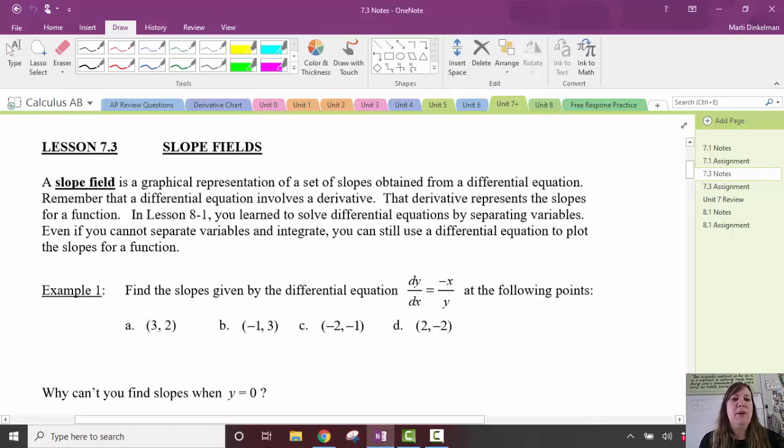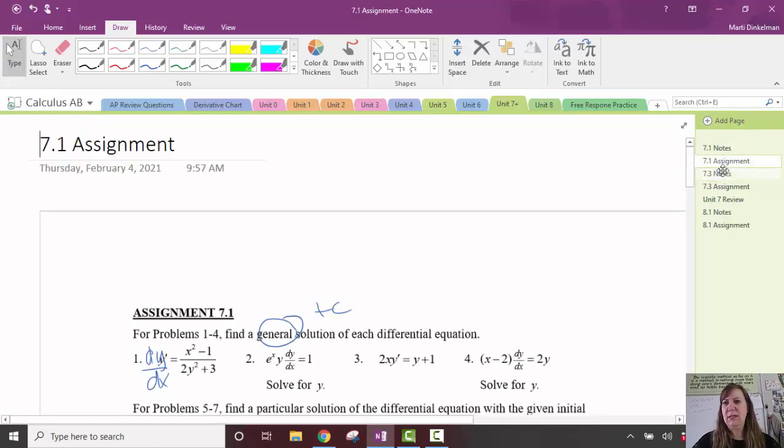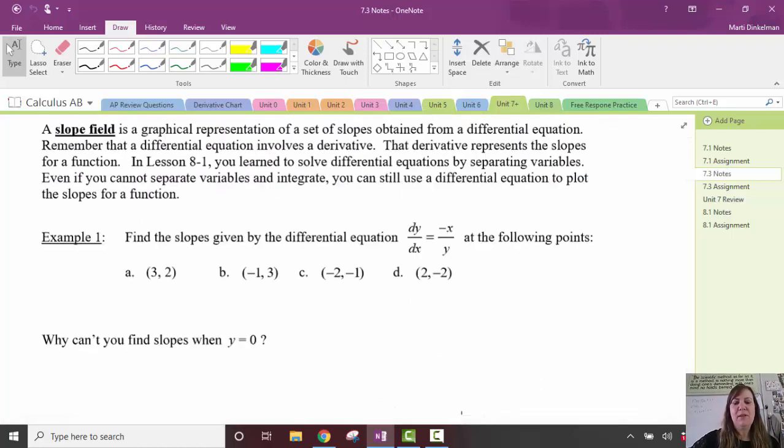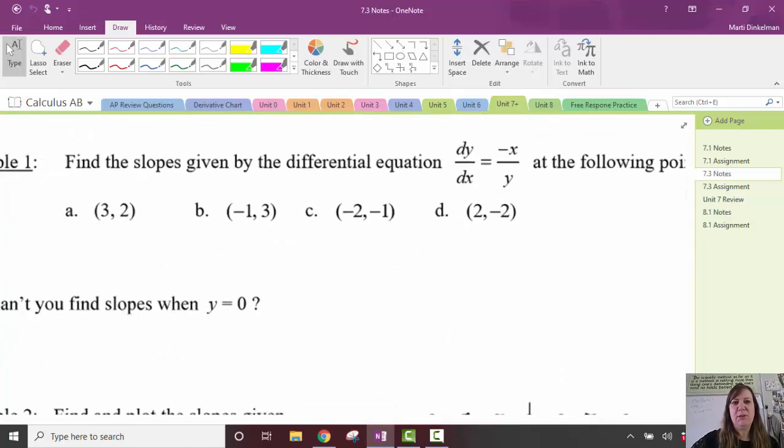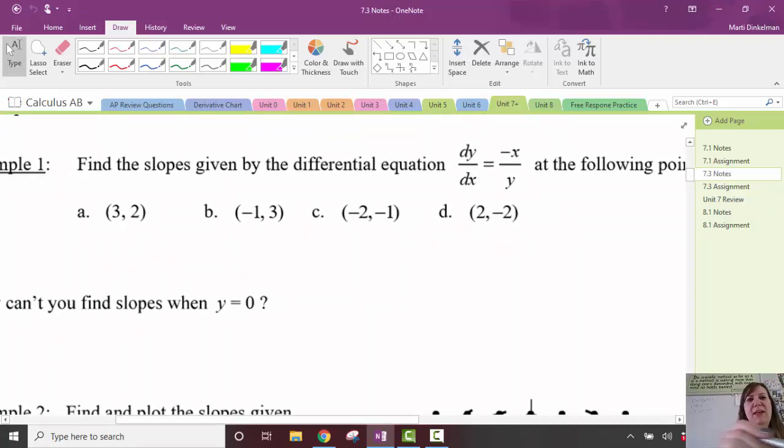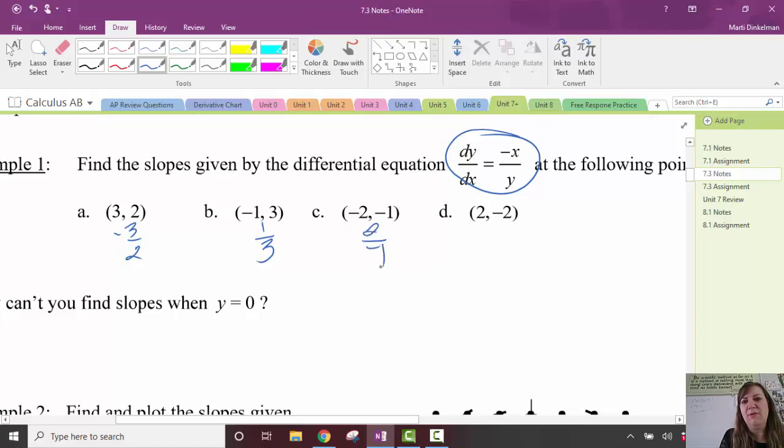So on example 1 here, where they're just asking us to find the slopes, just give me a second, one note is stuck. This is part of what we're going to be doing. We're just going to calculate slopes at lots of different locations. So they're asking us to plug into that differential equation. So it's just going to be -3/2 and then +1/3, and then let's see, that's going to be 2 over -1, so -2, and then -2 over -2, so that would be a 1.